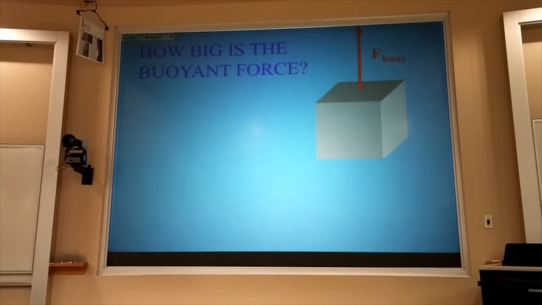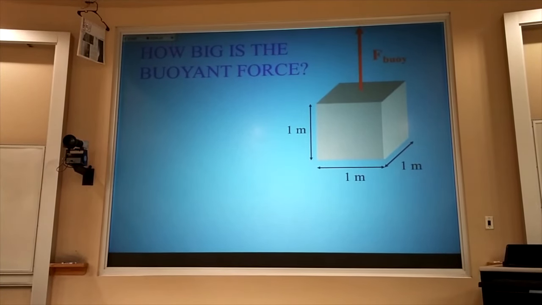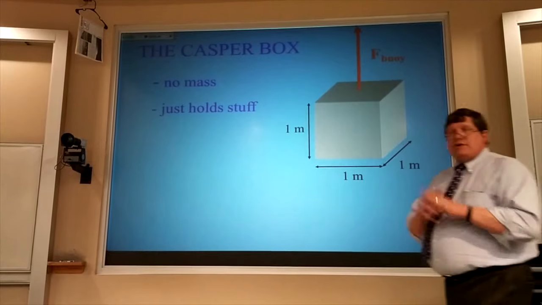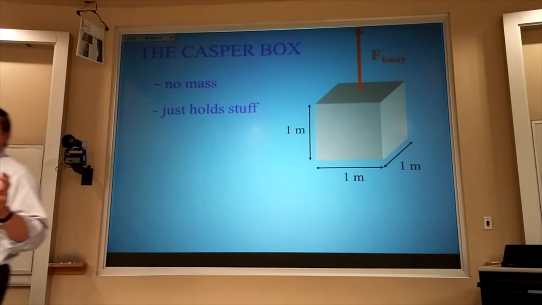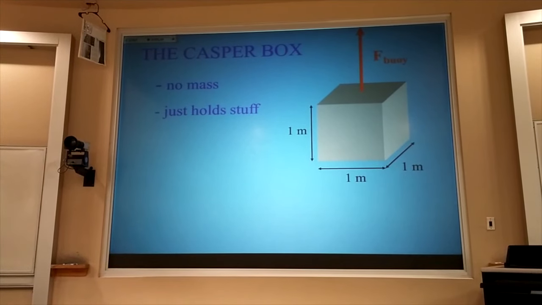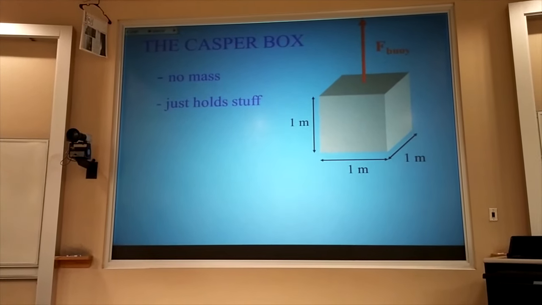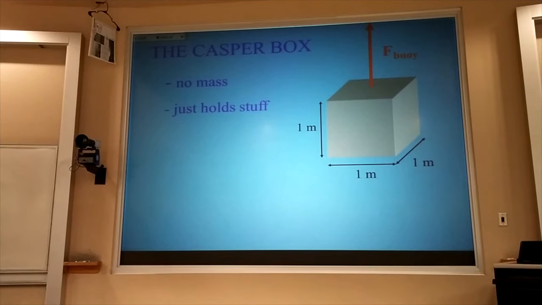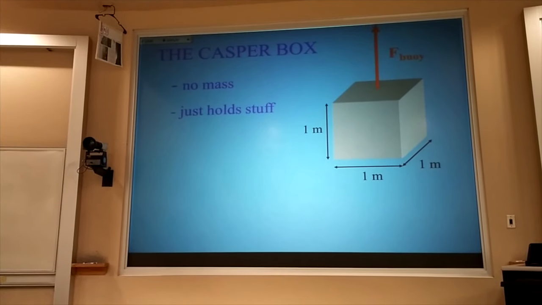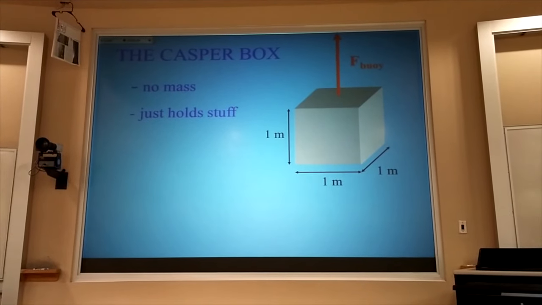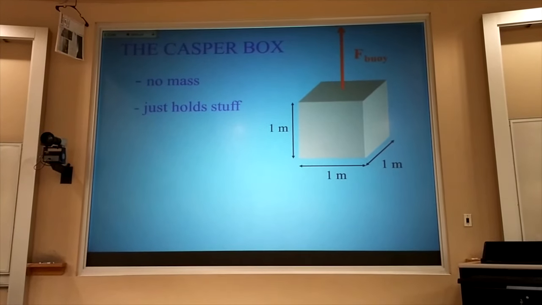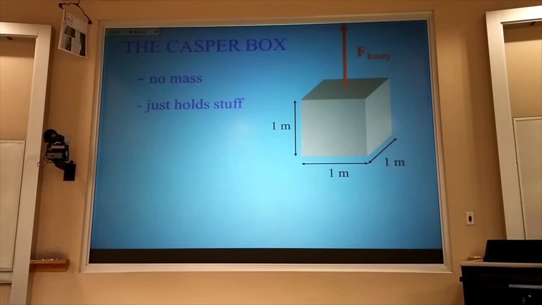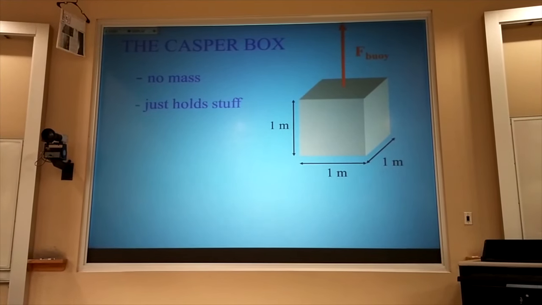Now, I'm going to take a boulder that's 1 meter by 1 meter by 1 meter. And I'm going to replace that boulder with a Casper box. Now, you remember Casper the Friendly Ghost. How many of you watched that when you were kids? Okay, yeah, he was a friendly ghost. That's why we call him that. And every now and again, in a scuffle that he had, he would accidentally swallow water. And you'd see that he'd be like a fishbowl and he'd have water inside him. So this box, made out of Casper material, holds stuff. But it doesn't have any mass. It's not a wooden box, it's not a metal box, it's a Casper box. It just holds stuff, mentally, okay?